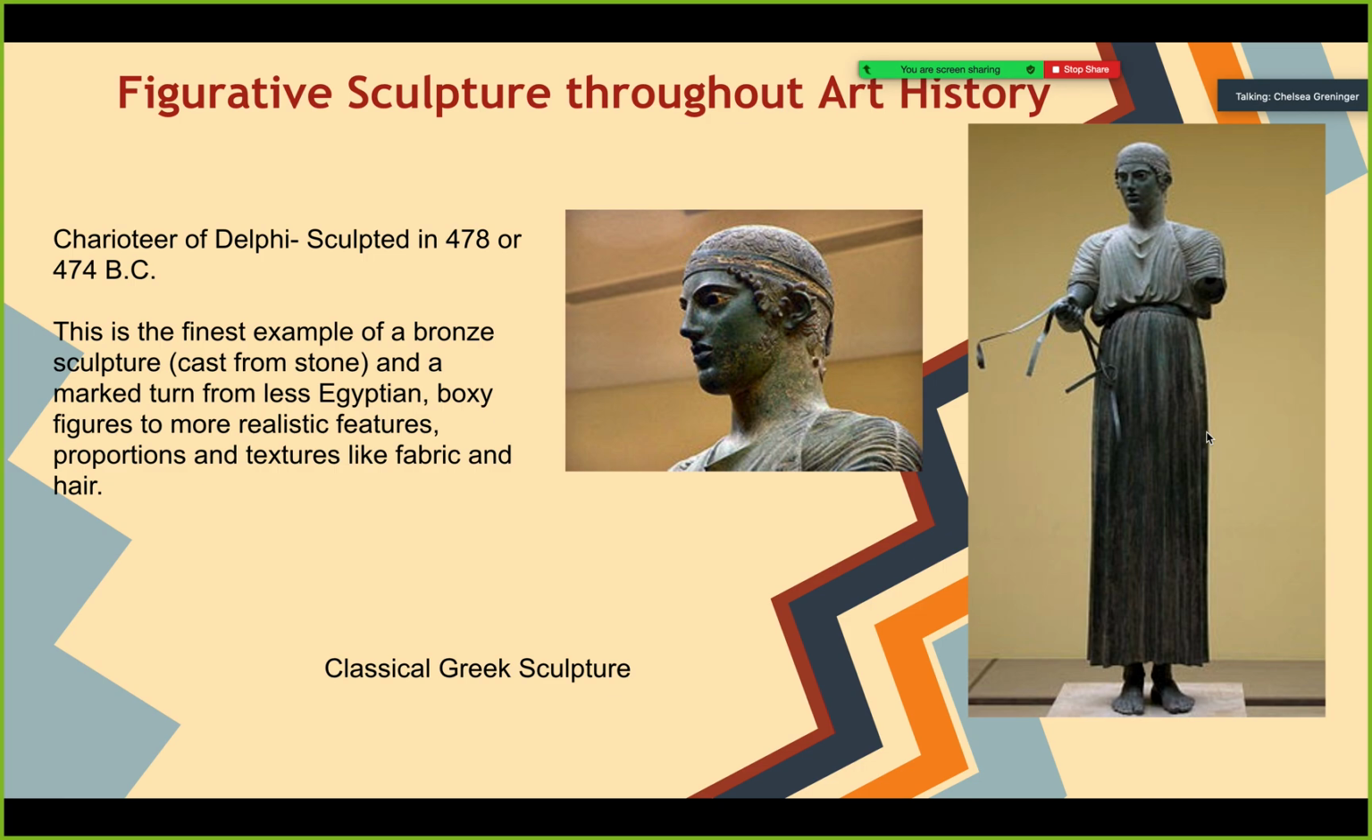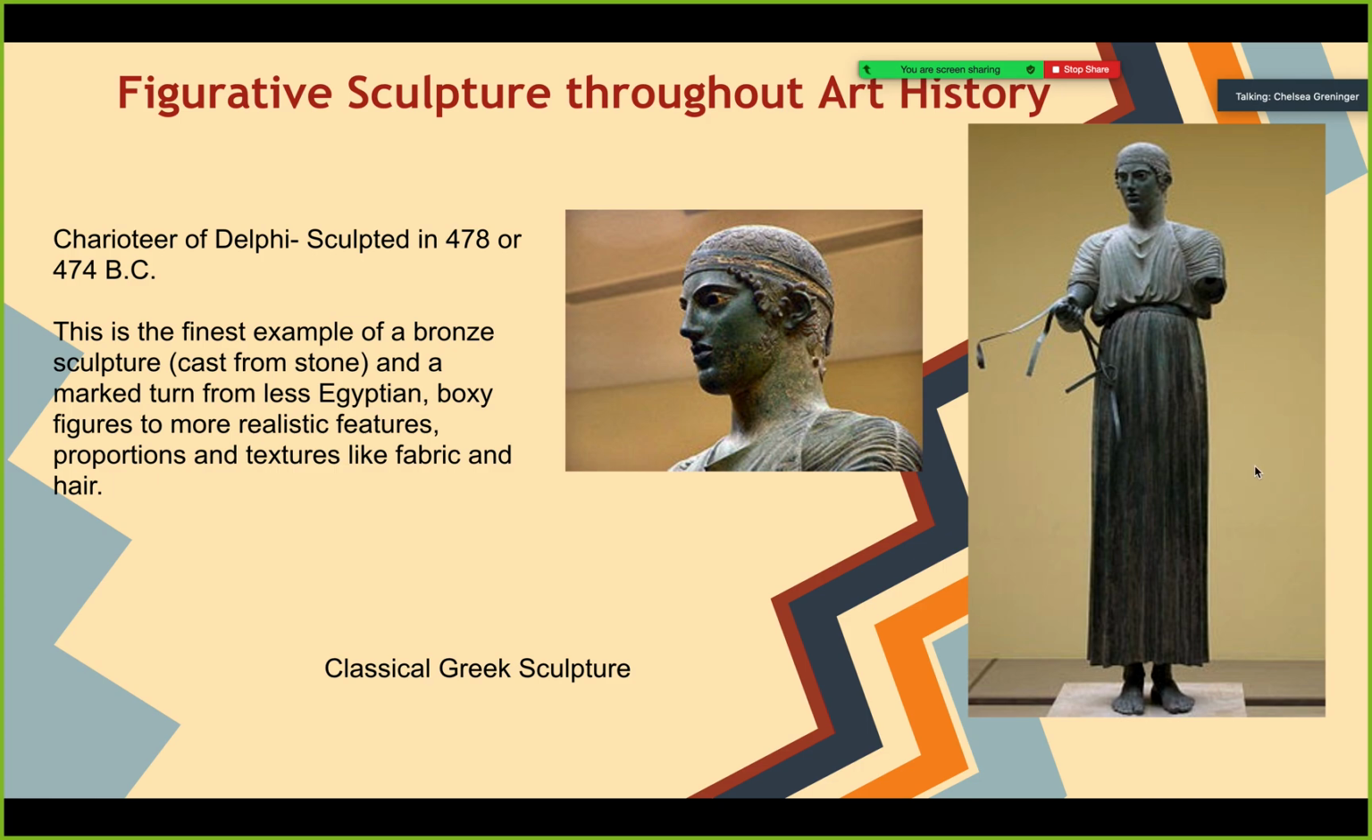So now we're jumping into 478 BC. This is the Charioteer of Delphi. This is probably one of the finest examples of this time period of a bronze sculpture. And this is cast from stone. So it was originally carved out of stone, and then there was a mold that was made around it, and then liquid bronze was poured into this mold, making a cast of the stone sculpture.